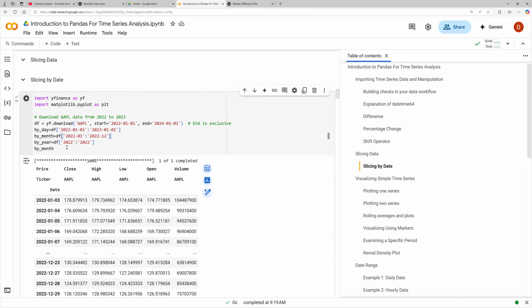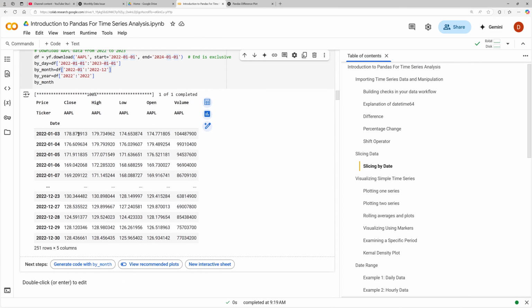So it will give you every day of the month. When you slice it by month, it'll still pick up every day. And same with year and same with day. It'll pick up every day of the year. Later on, we're gonna show something called resampling where you can pick up the monthly frequency. So that's the way you would slice data.